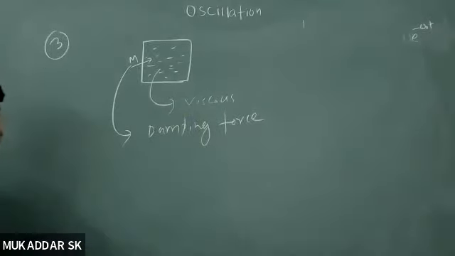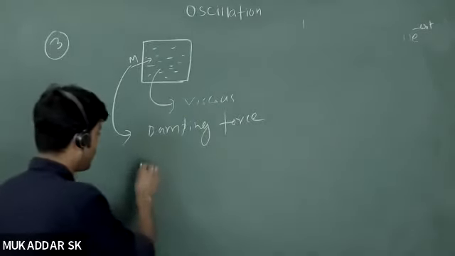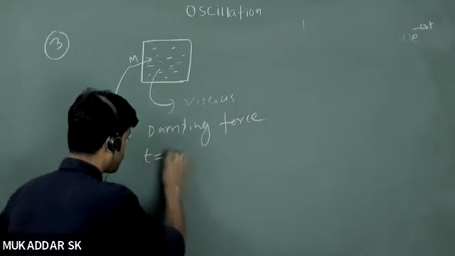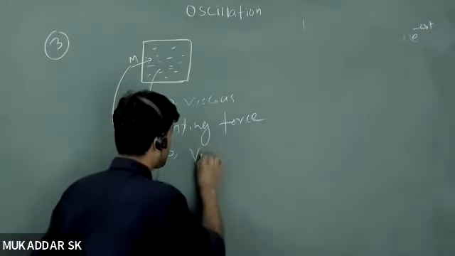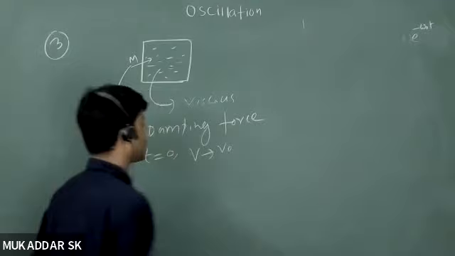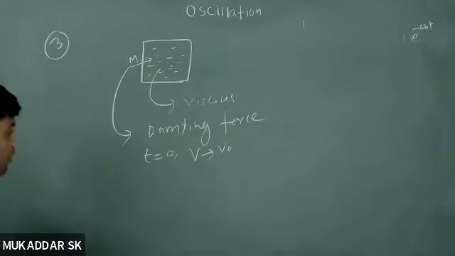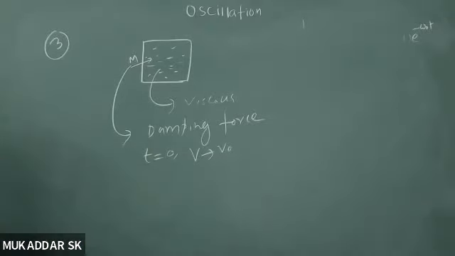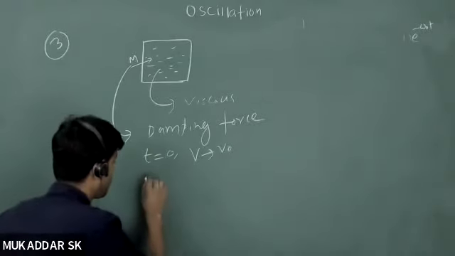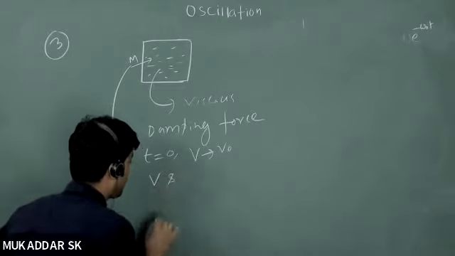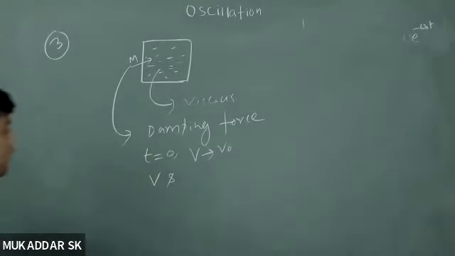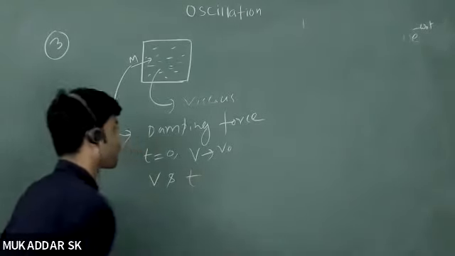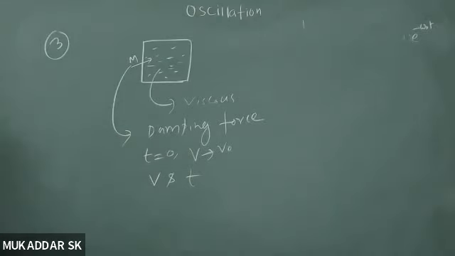Also, they have provided that when time t equals 0, the velocity of this particle is v naught. So now what will be the plot between v and t? I mean, the velocity of a particle as a function of time. कौन सा curve follow करेगा?